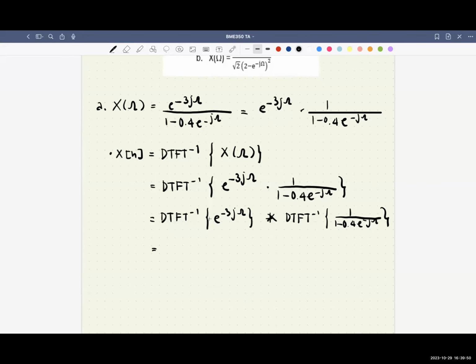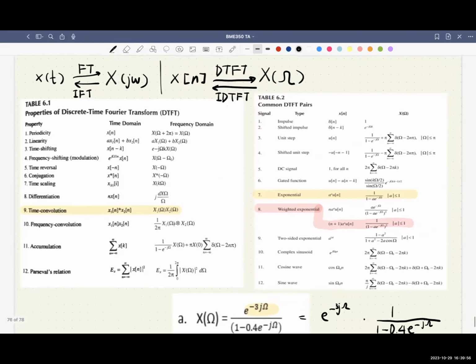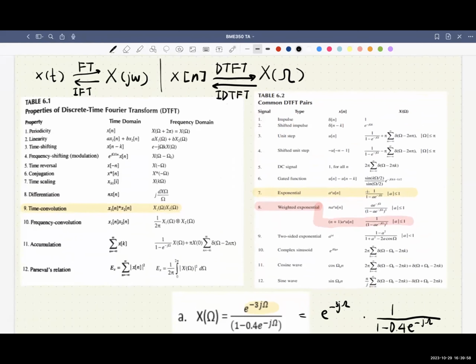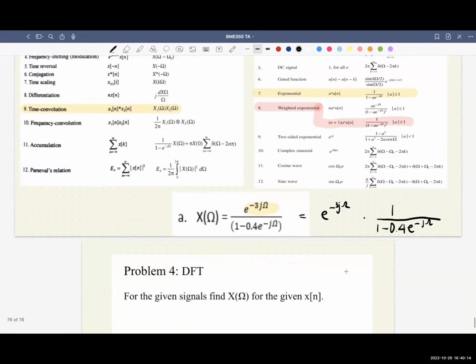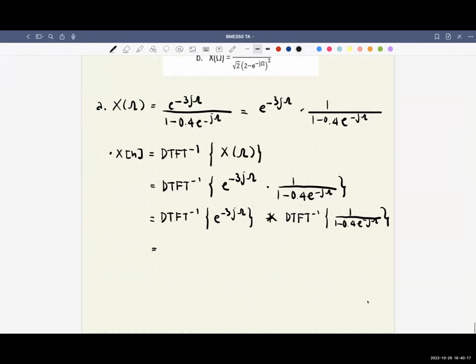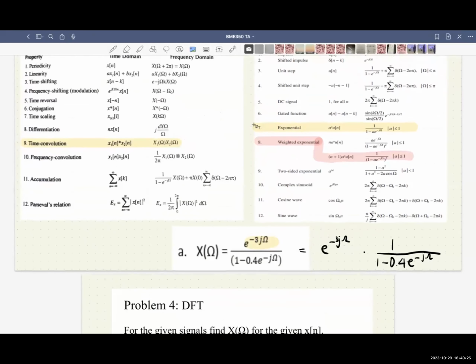We already identified this property here, which Bartu helped me with, is going to be exponential. But we also have this part, which, I'll give you a hint, is a shifted impulse. A shifted impulse and exponential.